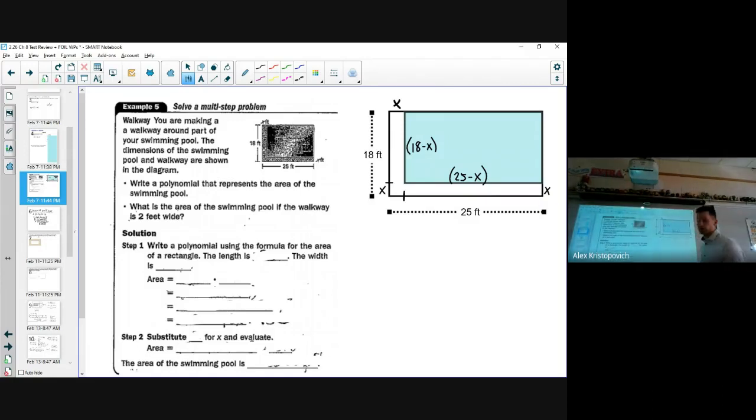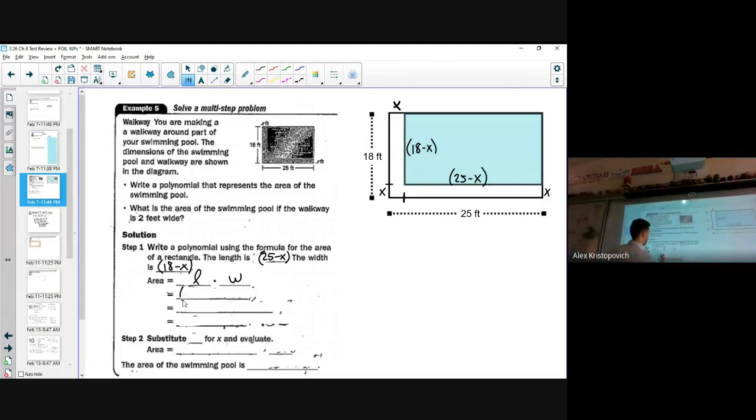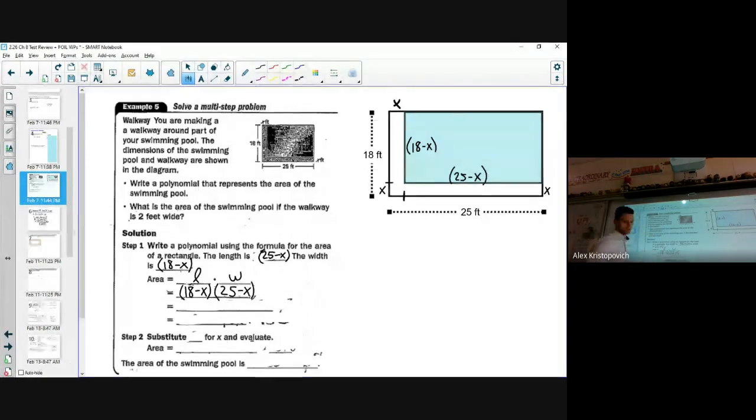To find area, we remember that it was length times width. By the way, I said the length is 25 minus X. If you have these switched, not the end of the world. And then the width is 18 minus X. And we know that area is length times width. I'm going to write that down. Length times width. So let's plug in our length and width: 18 minus X times 25 minus X. That's going to be equal to our area.